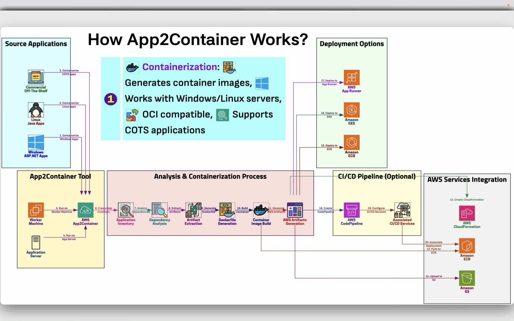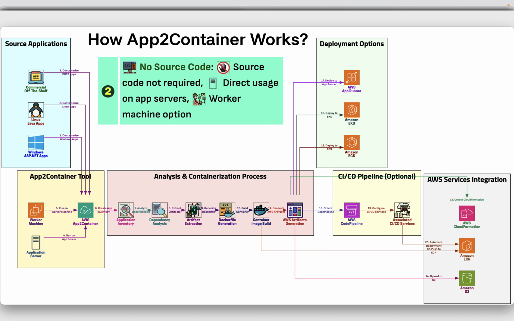How AWS App2Container works? App2Container generates container images from the applications running on Windows or Linux servers. These containers are compatible with Open Containers Initiative (OCI), even for commercial off-the-shelf COTS applications. You don't need the application source code to containerize it. App2Container can be used directly on application servers or through a worker machine.